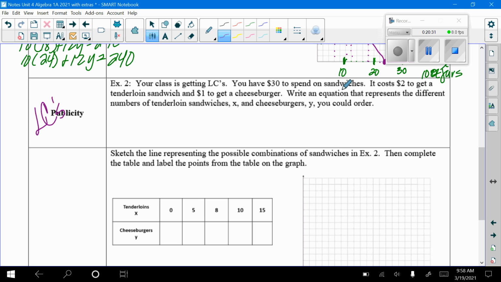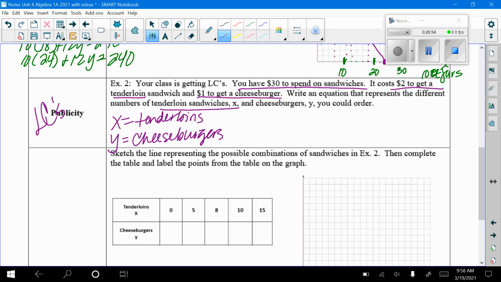If you have $30 to spend on sandwiches, that's going to be your total. It costs $2 to get a tenderloin sandwich and $1 to get a cheeseburger. So we have $2 per tenderloin and $1 per cheeseburger. So X equals tenderloins. Y equals cheeseburgers. And C is my total, and my total is $30 to spend.